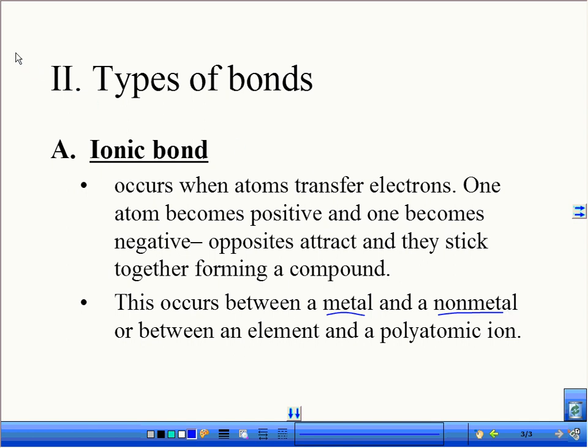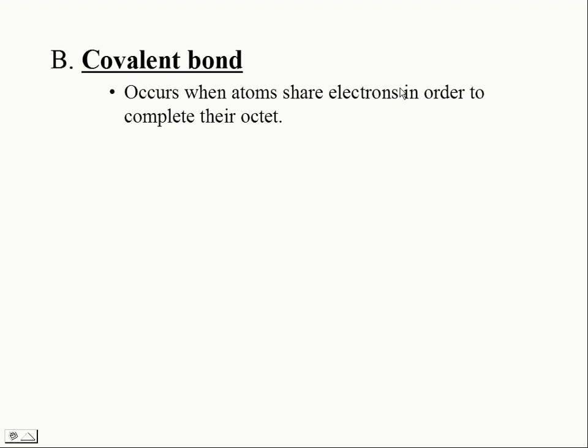Okay? So then we go on to covalent bonds. A covalent bond, on the other hand, is when atoms are actually sharing their electrons. The energy levels are overlapping, and one energy level is going into another. This is going to occur between two or more nonmetals.